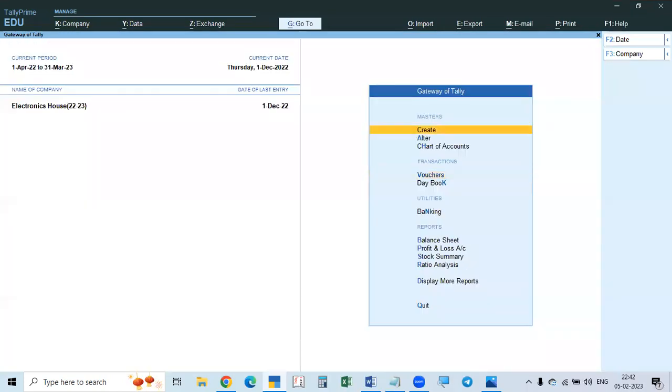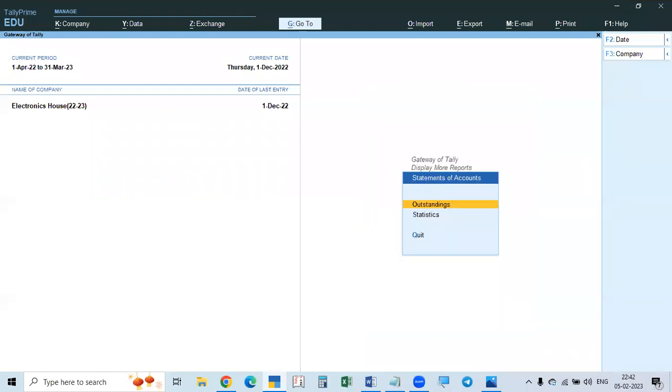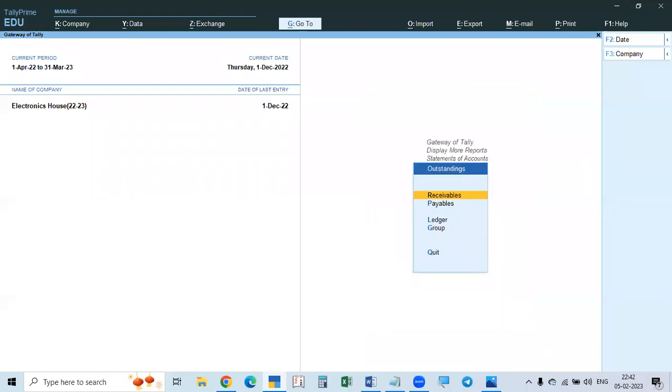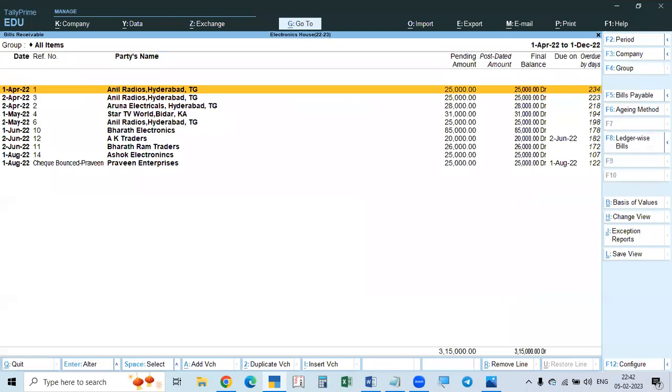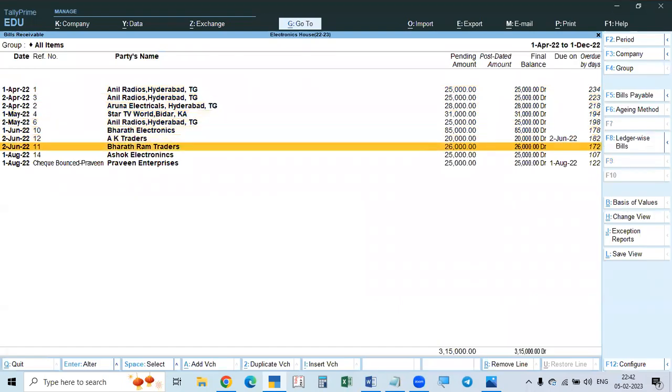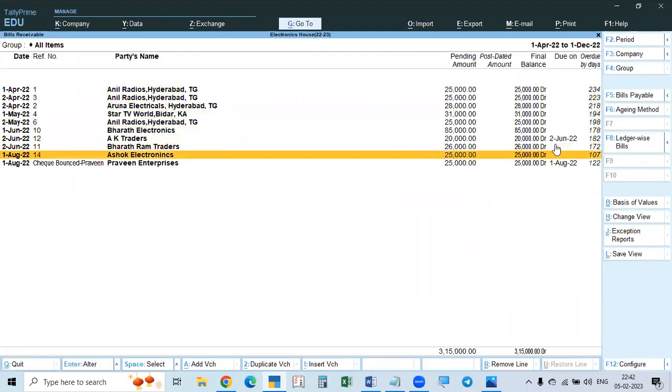Now you see here also, go to display mode, reports, statement of accounts, outstanding. Then we go to receivables, for example. See, receivable Ashok Electronics. Only 25,000 rupees is the due amount. But interest is not there. It is not showing interest. Now how to show the interest?